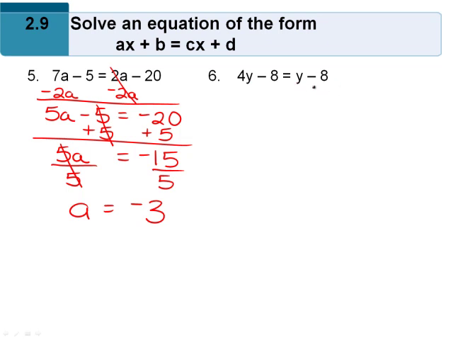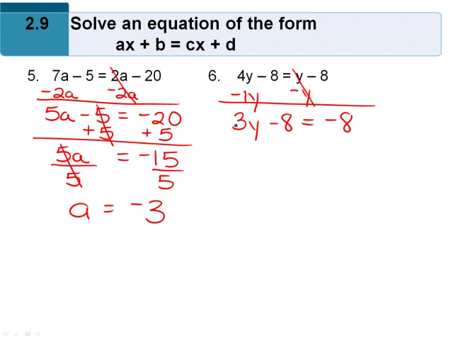I'm going to start by moving my variable to the left side. So I want to subtract y and subtract y over here. Now remember, there's a coefficient of 1 in front of that y. So 4 minus 1 is going to be 3y minus 8 equals, the y's are gone, negative 8. Okay? So now you're going to move the constants to the right side.